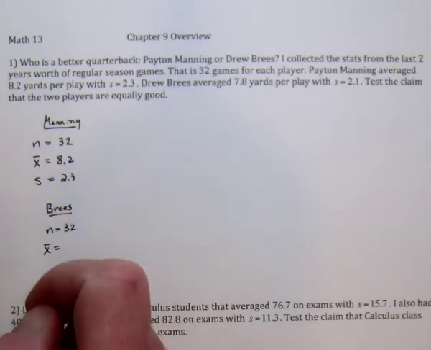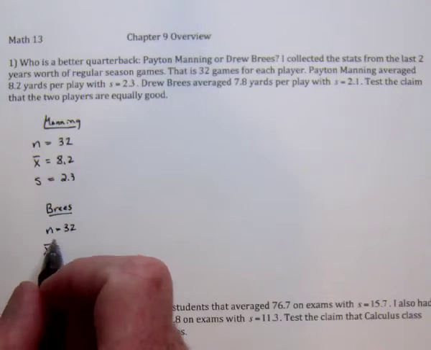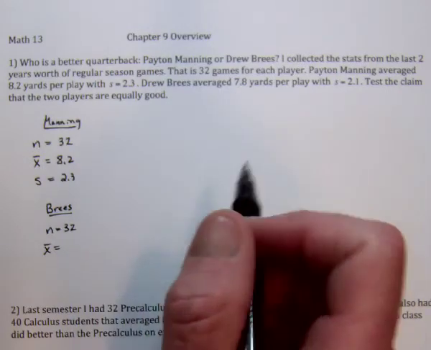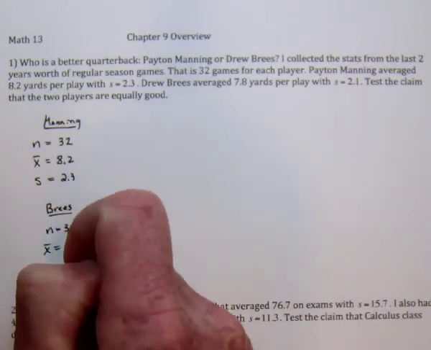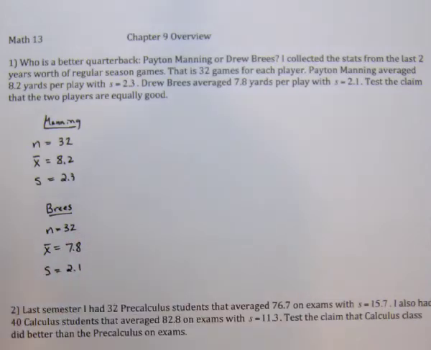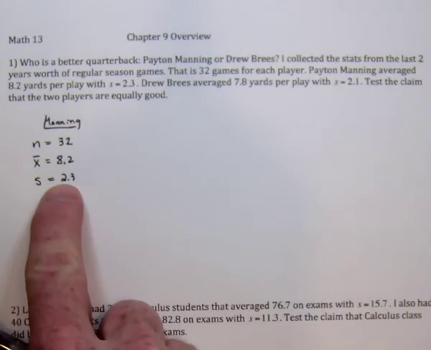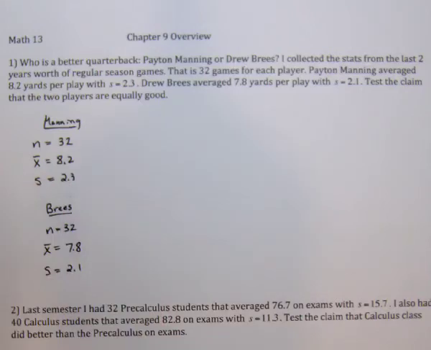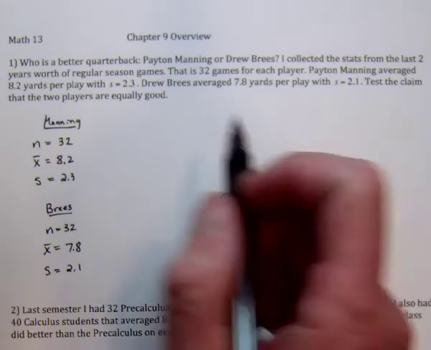X bar, oh, there it is. Drew Brees averaged 7.8 yards per play, with S equal to 2.1. So as far as the X bars are concerned, Manning is just slightly better, an 8.2 compared to a 7.8. But of course there's variation with each player, so you're not guaranteed to get 8.2 yards per play out of Manning every play.